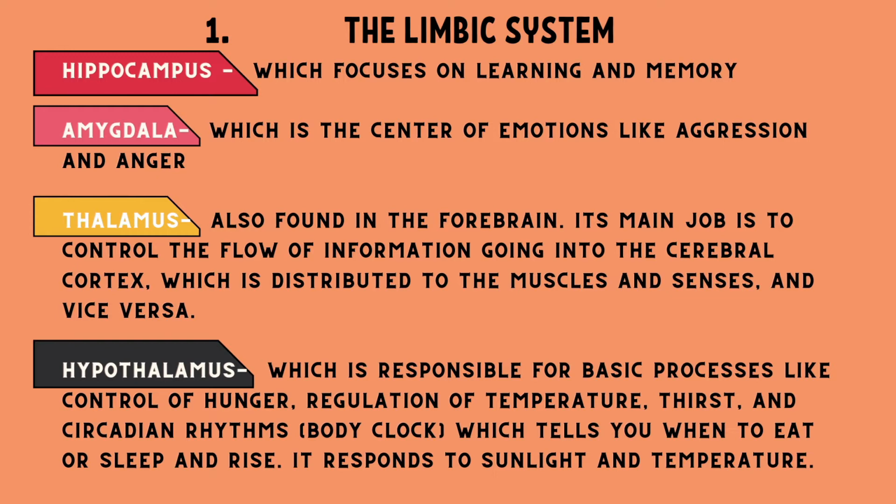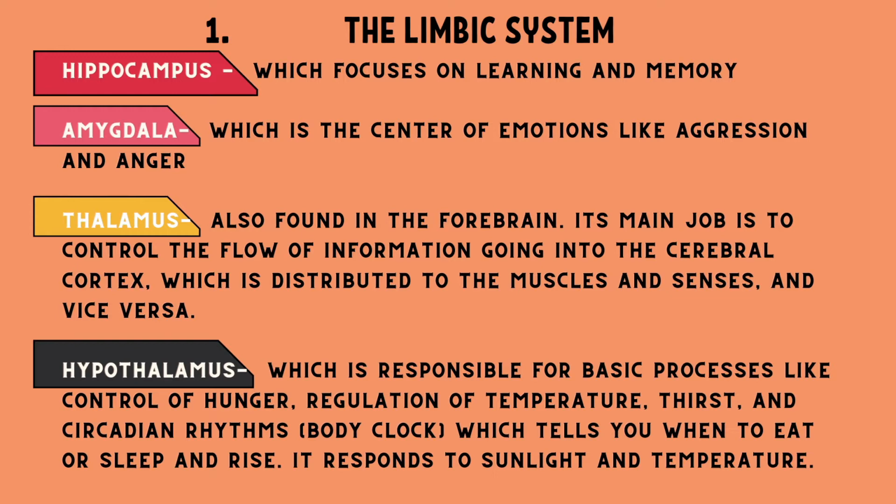The third one is the thalamus, also found in the forebrain. Its main job is to control the flow of information going to the cerebral cortex, which is distributed to the muscles and senses, and vice versa. In short, the thalamus receives a sensation, and this sensation is then passed onto the cerebral cortex for interpretation as touch, pain, or temperature.